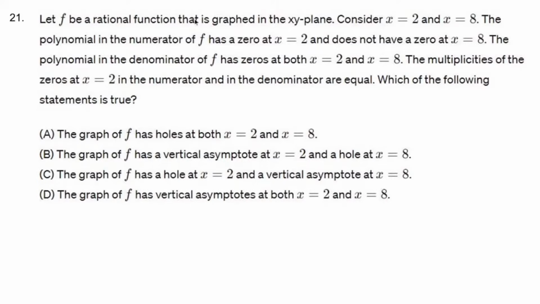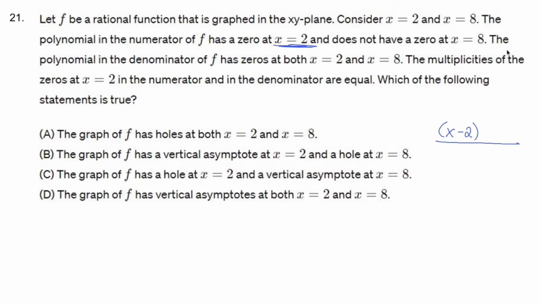Let f be a rational function that is graphed on the xy plane. Consider x equals 2 and x equals 8. The polynomial in the numerator, so we've got a fraction here, has a 0 of x equals 2. If there's a 0 of x equals 2, that means it has a factor of x minus 2, because it's always the opposite. It does not have a 0 of x equals 8. If there was, it would be x minus 8.